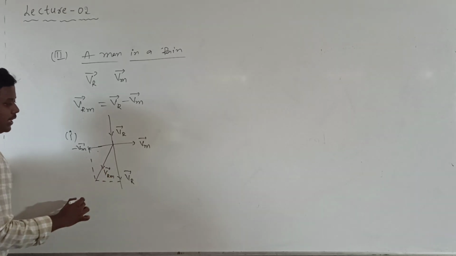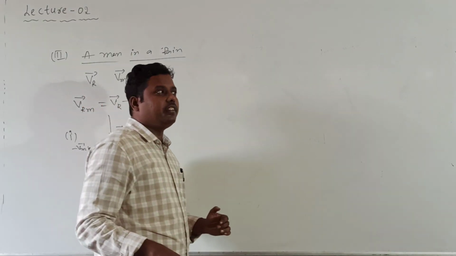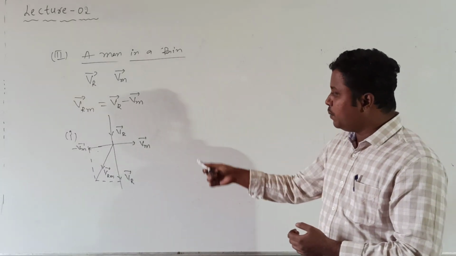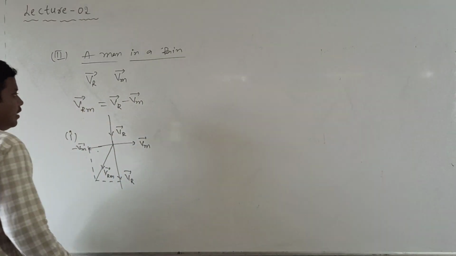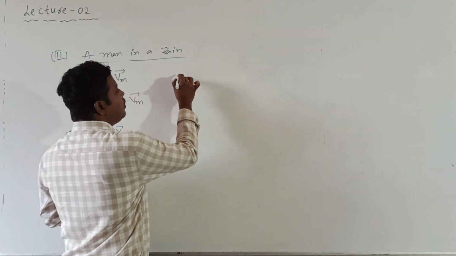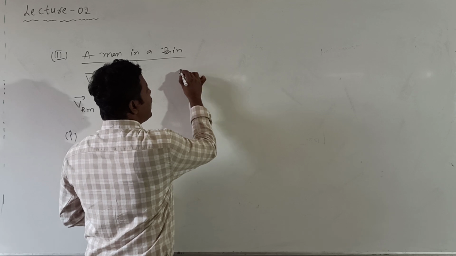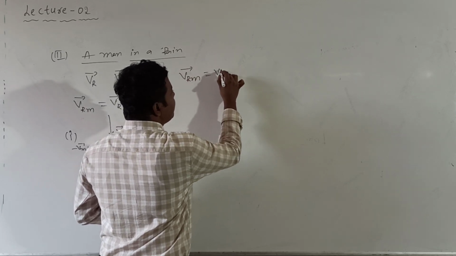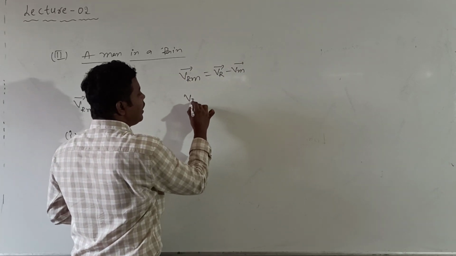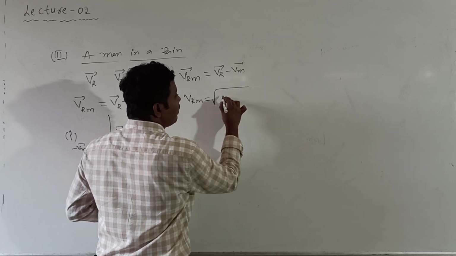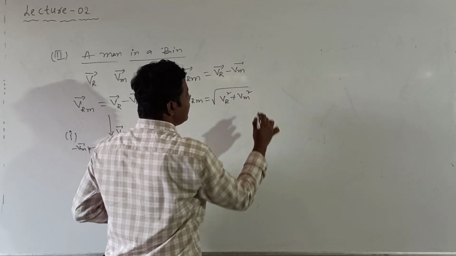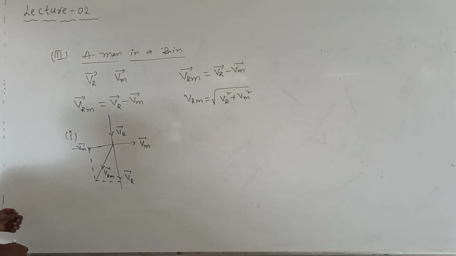Whenever man is going with the velocity VM bar, rain is falling with the velocity VR bar. So what is the direction of the relative velocity of rain with respect to man? Here VM bar and VR bar both are mutually perpendicular. VRM bar I can write as VR bar minus VM bar. From this, the magnitude of VRM is given by root over VR square plus VM square. Understood now? Because both are mutually perpendicular.